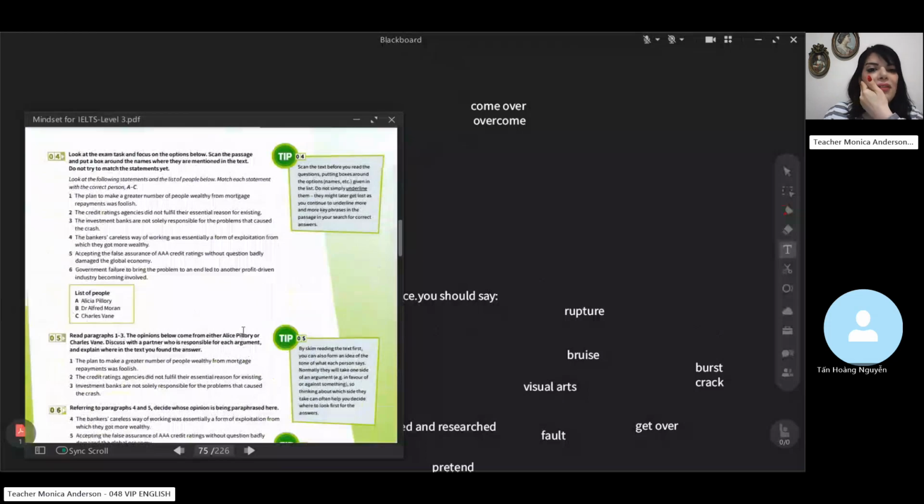Let me find something. Describe a place near water you have visited. So let me write. Describe a place near water you have visited. So this one. And you should say.